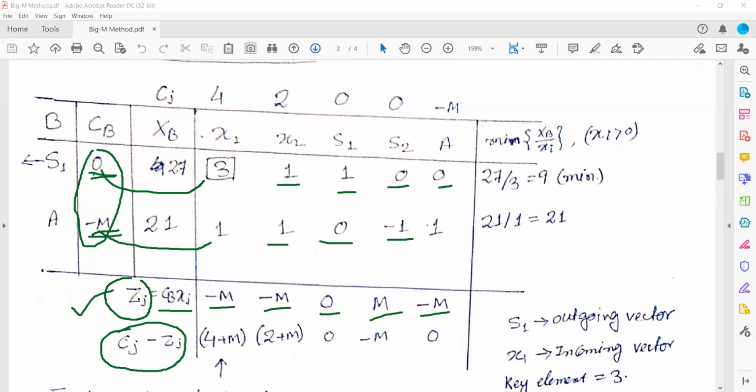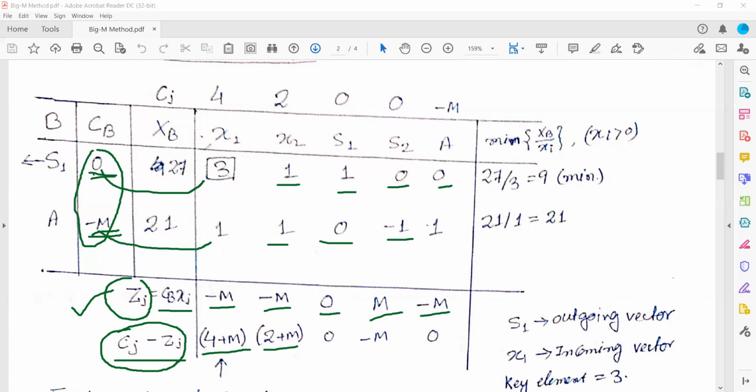Since the problem is a maximization, all values of Cj minus Zj should be either negative or equal to 0. There should not be a single positive value. But as I already told you, this M value is a very, very large number. Like if you take M equal to 100, this is positive and this is also positive. Out of these two positive values, which one is the bigger one? The maximum one, this 4 plus M.